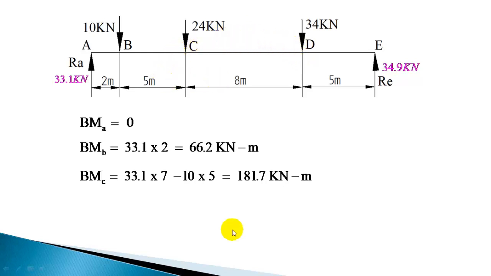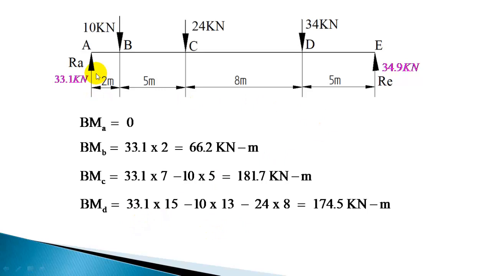Okay. So bending moment at D is 33.1 into total distance 15, and 10 into 13 is anti-clockwise moment. So minus 24 into 8. So upward positive bending moment, and downward negative bending moment. That way you can treat, and you get 174.5 kilonewton meter. Bending moment at E is going to be 0. If you try to sum up also, you will get 0.